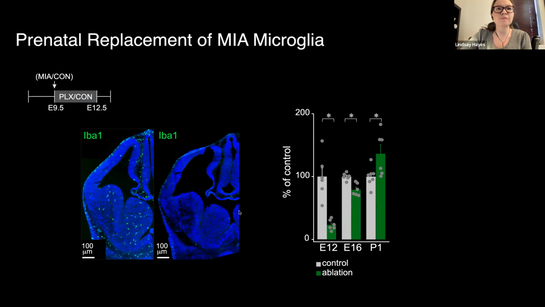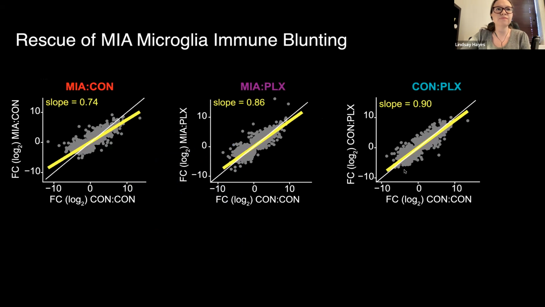And then once I stopped this treatment at E12, within a week, the microglia quickly returned to their same density. So thus the goal of this experiment was really to eliminate these embryonic microglia that were exposed to the MIA stimulus and allow naive cells to reinfiltrate from the yolk sac after the clearance of this maternal inflammation.